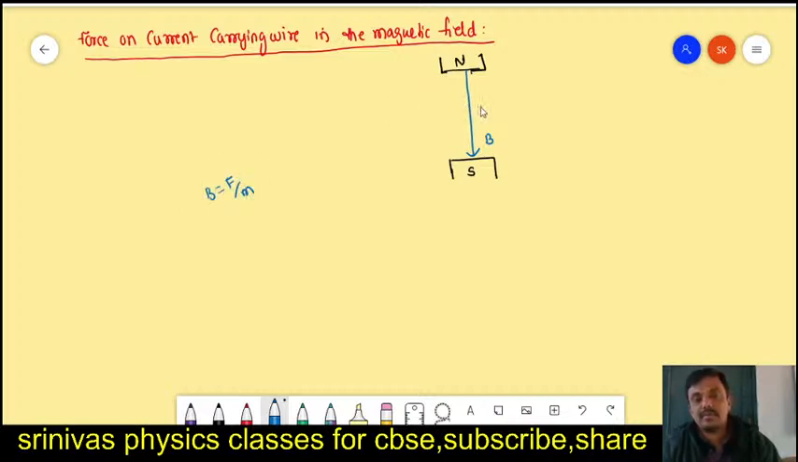For example, if you keep another north pole here, this north pole is repelled by the north. If more repulsion is there, then more field is there. That means the field is the force. How much force is acting is the strength of the field. Magnetic field is from north to south. Now, we want to find out the force on a current carrying wire in the magnetic field.